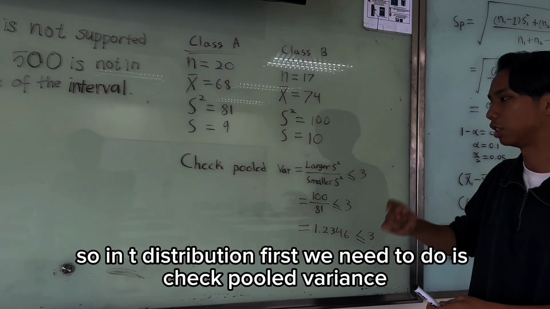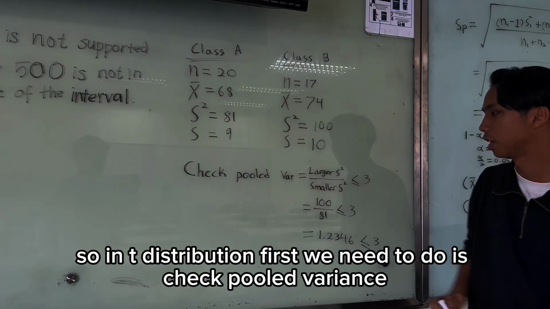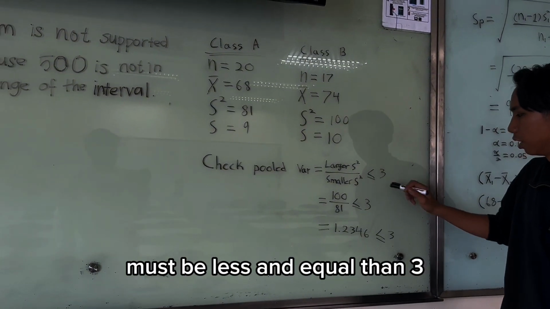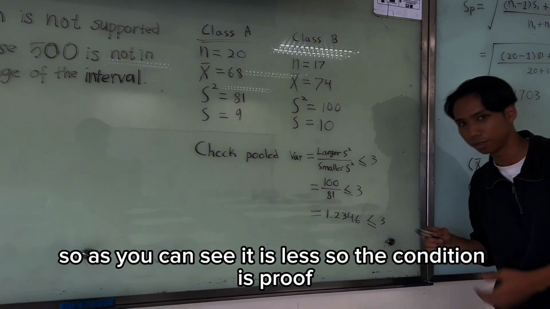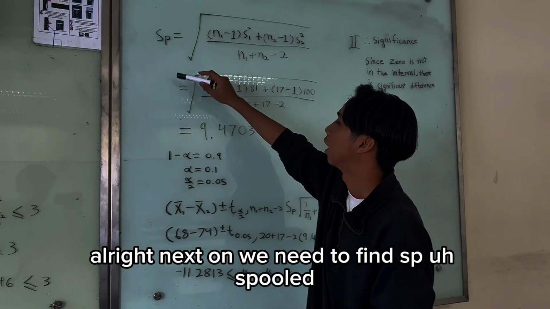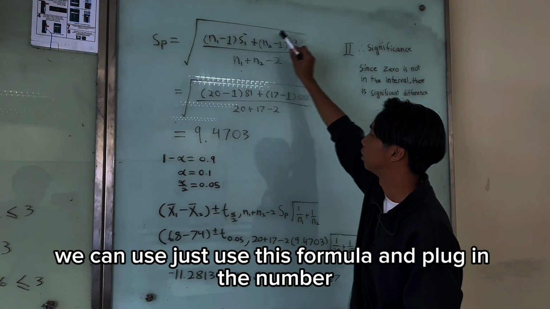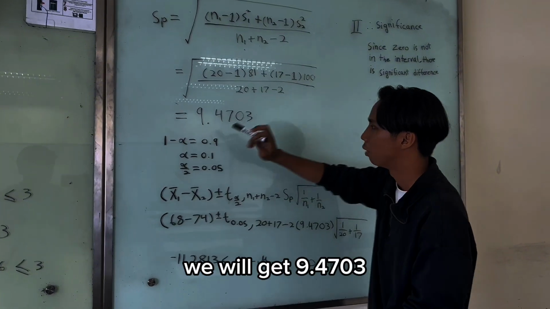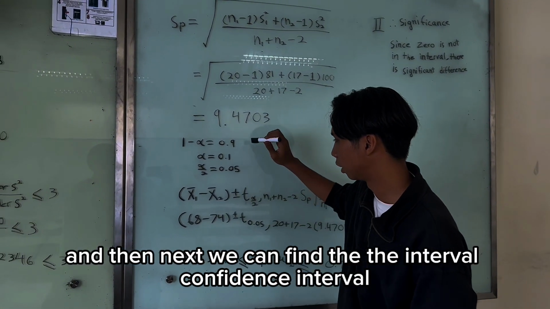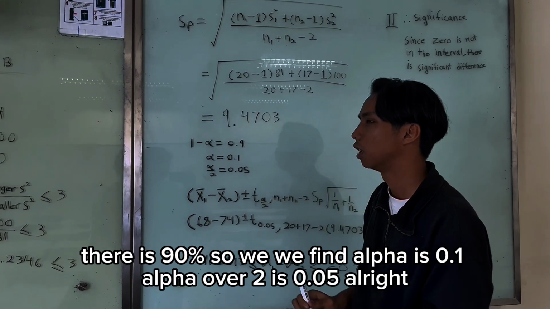In the T distribution, first we need to check the pooled variance. The larger variance divided by the smaller variance must be less than or equal to 3. As you can see, it is less, so the condition is proven. Next, we need to find Sp, the pooled standard deviation. To find Sp, we just use this formula and plug in the numbers. We will get 9.4703.